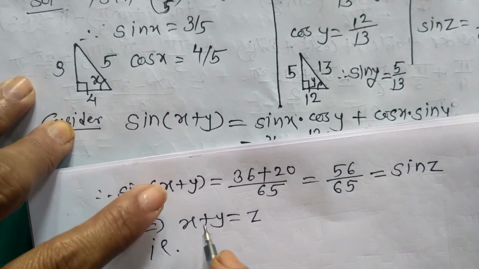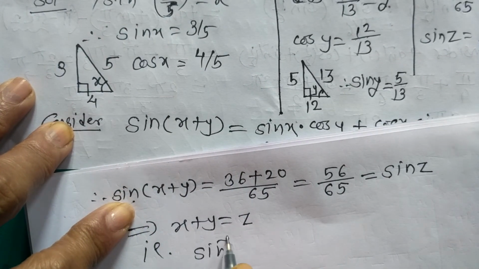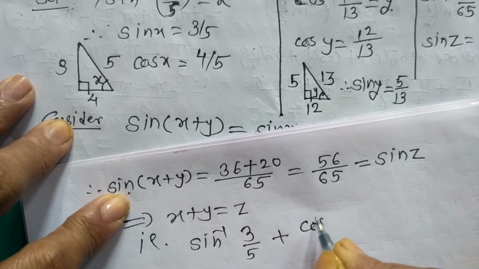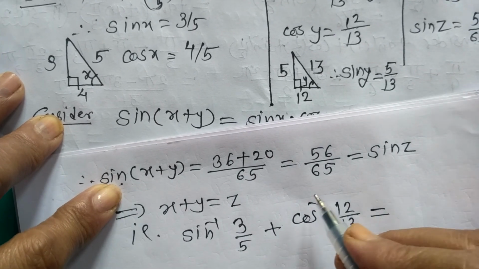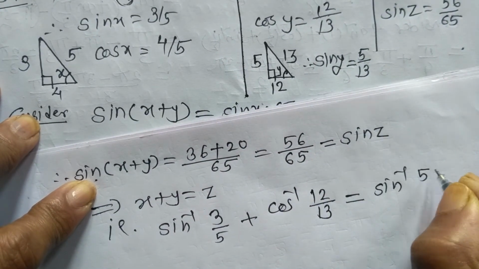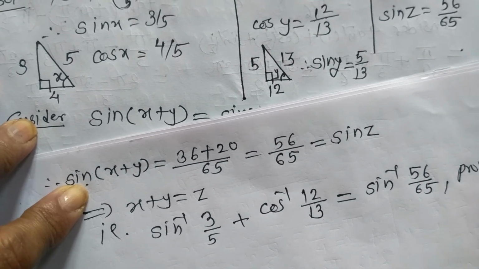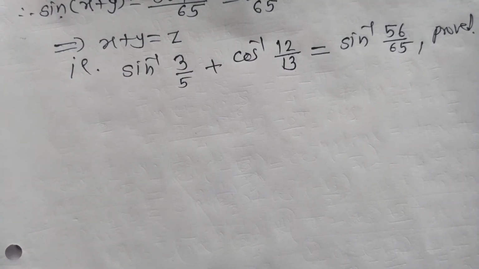That means in this step, x plus y is nothing but sin inverse 3 by 5 plus cos inverse 12 by 13, and that value for which z is equal to sin inverse 56 by 65. That result is here proved. So many times this type of question is asked in the question paper, because those ratios give the value of compound angle for cosine or sine.